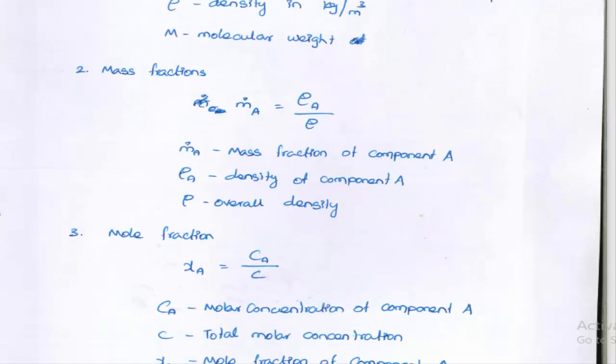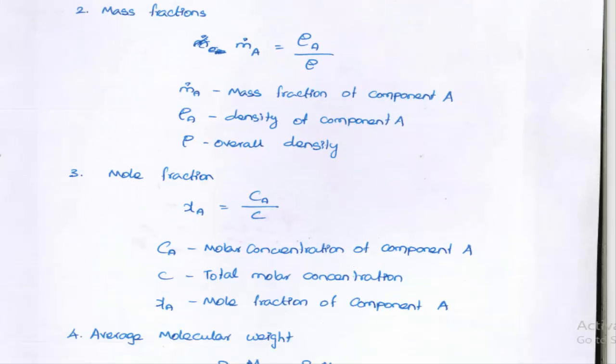Next thing is mass concentration. Mass concentration, small m_A, is equal to the mass density of that particular component divided by the mass density of the total mixture. That is the overall density, as I already told you in the last lecture itself. In case the mixture consists of component A, component B and component C, then rho equal to rho A plus rho B plus rho C.